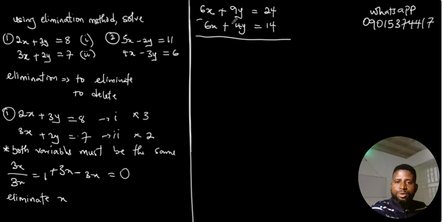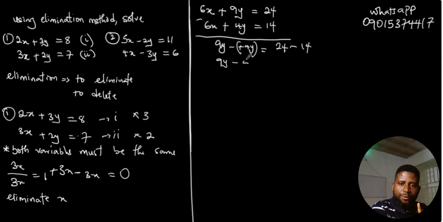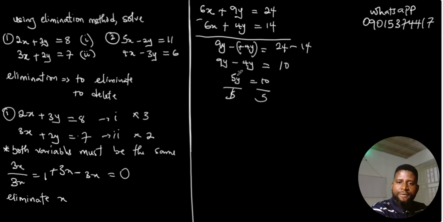So that if I subtract, 6x minus 6x will give me 0. That is good. So we now have 9y plus 4y equal 24 minus 14. Minus times plus is minus, so we would have 9y minus 4y equal 24 minus 14, which is 10. 9y minus 4y is 5y, which is equal to 10. We can now find y by dividing both sides by 5, so that our y is equal to 2.